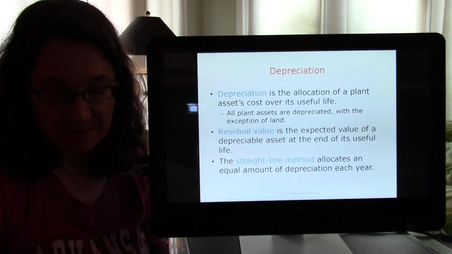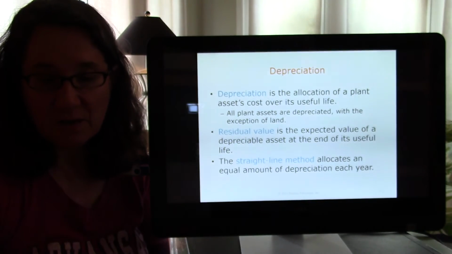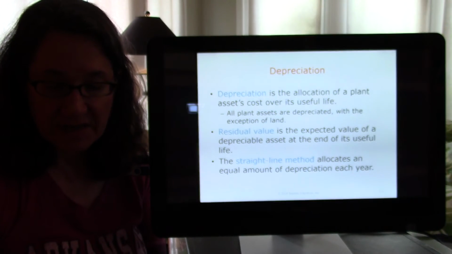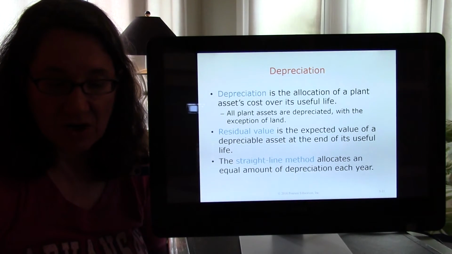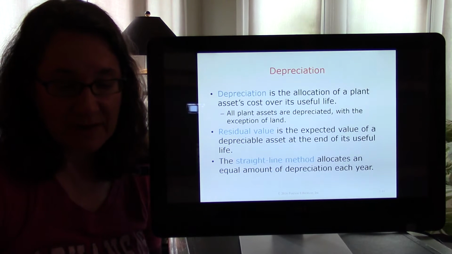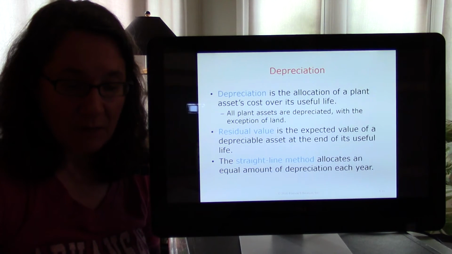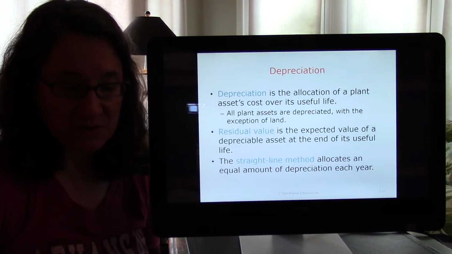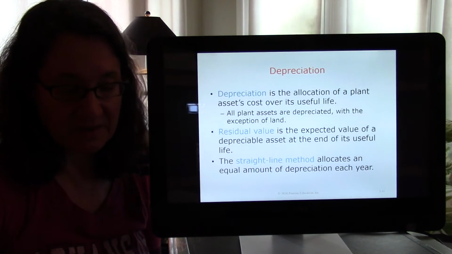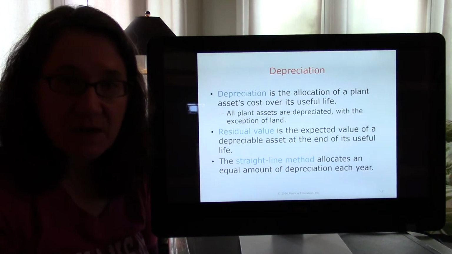The straight line depreciation method is a method used to allocate depreciation expense each year over the useful life of the plant asset. For now, we will not calculate depreciation using the straight line method. You will be given the dollar amount for problems.